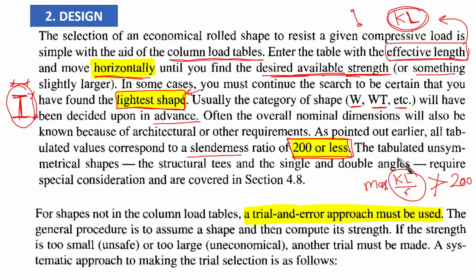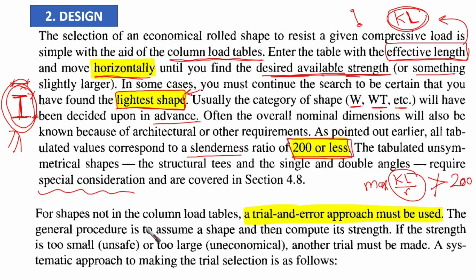The tabulated unsymmetrical shapes, the structural T's and the single and double angles, require special consideration and are going to be covered later. So we are going to talk about the symmetric shapes. For today we're not going to be exposed to the unsymmetrical shapes.